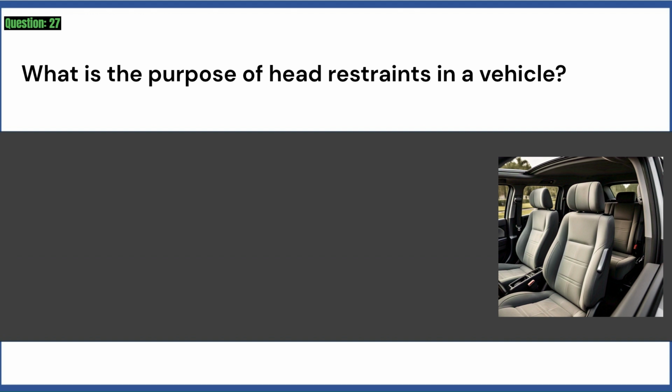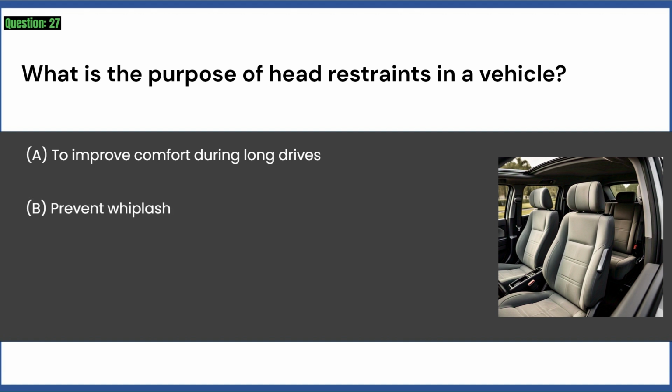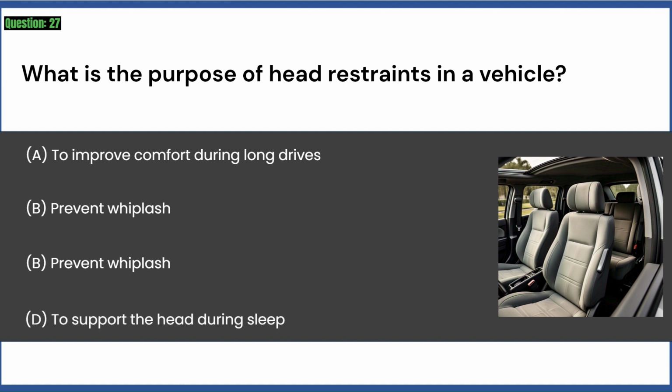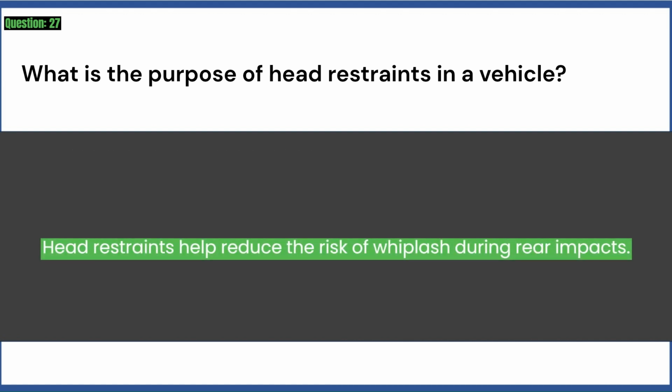What is the purpose of head restraints in a vehicle? A. To improve comfort during long drives. B. Prevent whiplash. C. To act as a decorative element. D. To support the head during sleep. Answer: B. Head restraints help reduce the risk of whiplash during rear impacts.